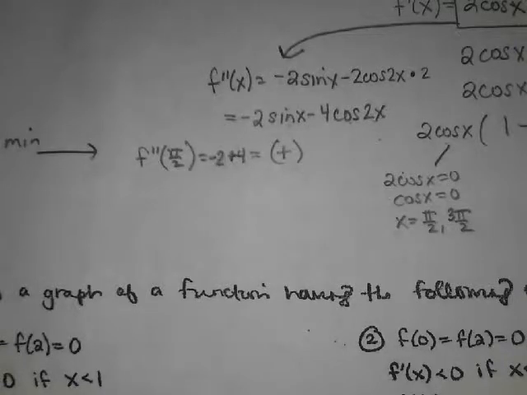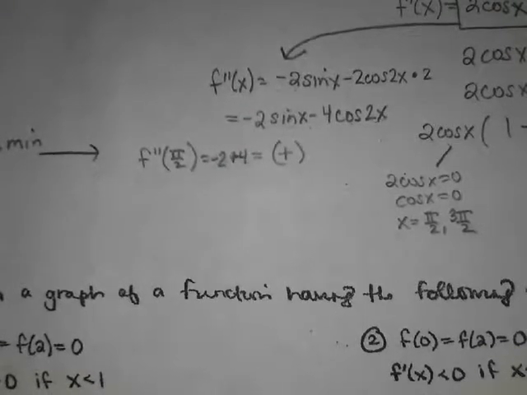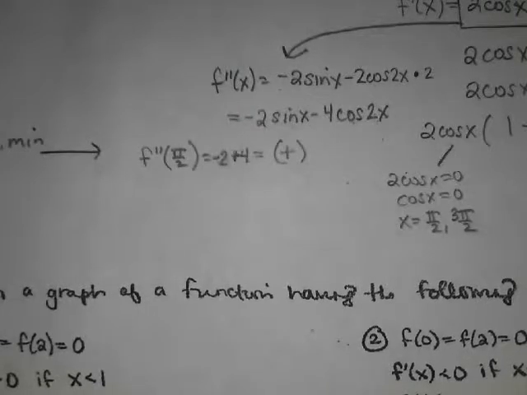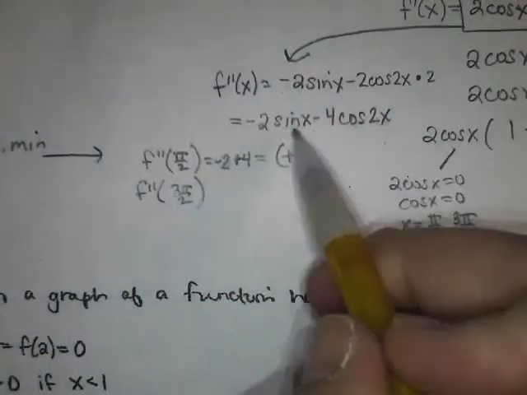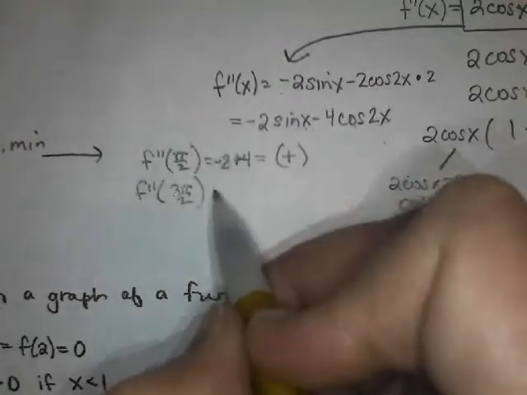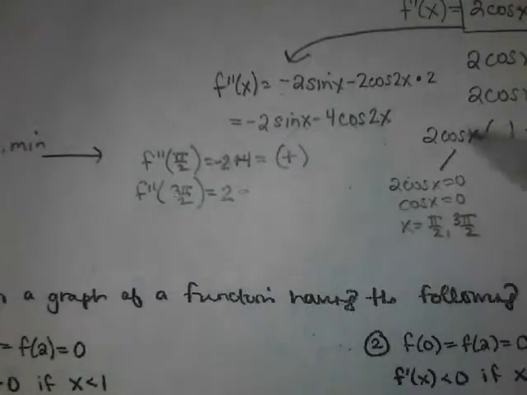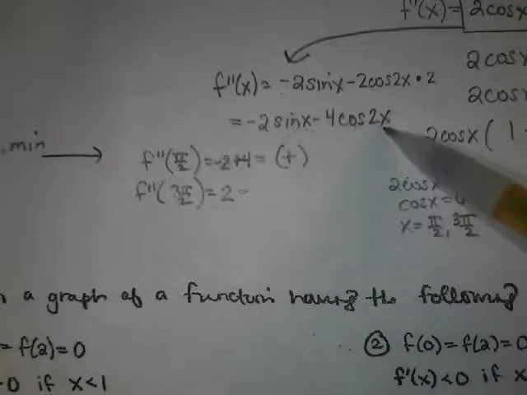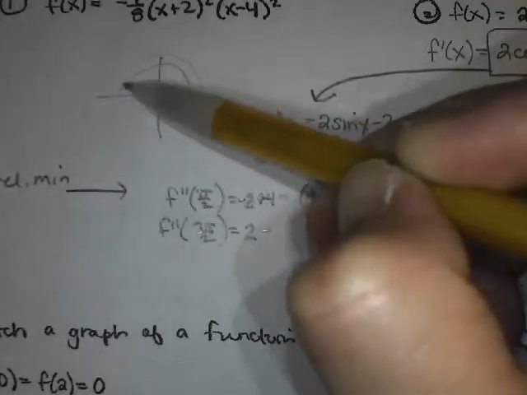F double prime of 3 pi over 2. What's the sine of 3 pi over 2? Negative 1. Negative 1 times negative 2 is? 2. Minus, and when I plug in 3 pi over 2, what's 2 times 3 pi over 2? Just 3 pi. What's the cosine of 3 pi? Here's 0, here's 2 pi, here's 3 pi. So the cosine of that is negative 1. So it'll be negative 4 times negative 1, which will be positive 4, which is a positive. So again, we have a relative minimum.